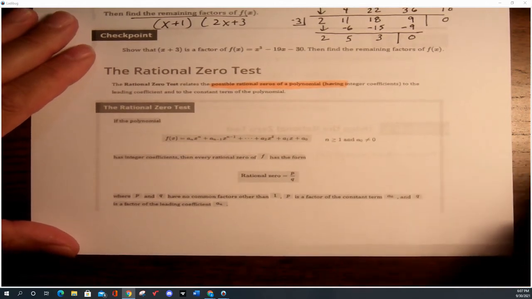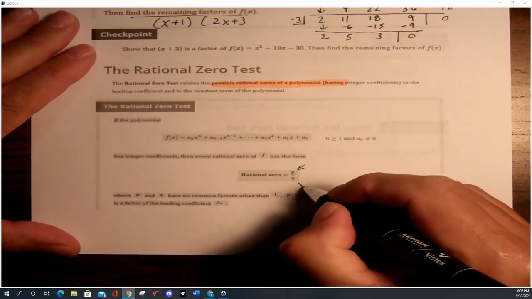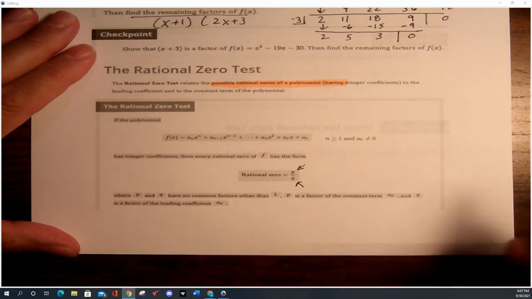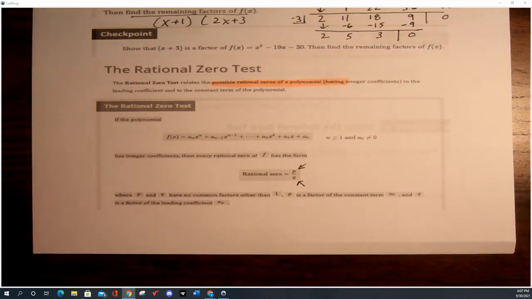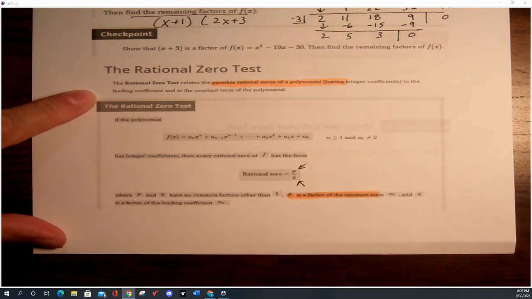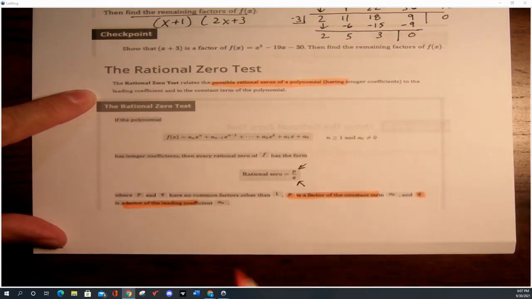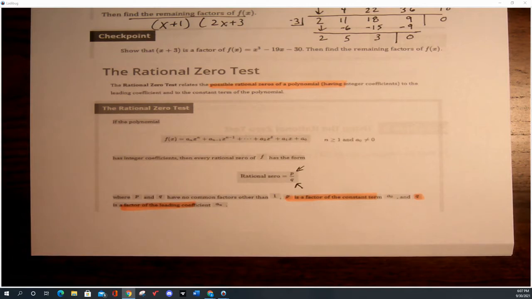All right, so the rational zeros consist of what? P and Q's. P represents the factors of the constant term, and Q represents the factors of the leading coefficient. So it's going to look something like this. Let's look at the next example.